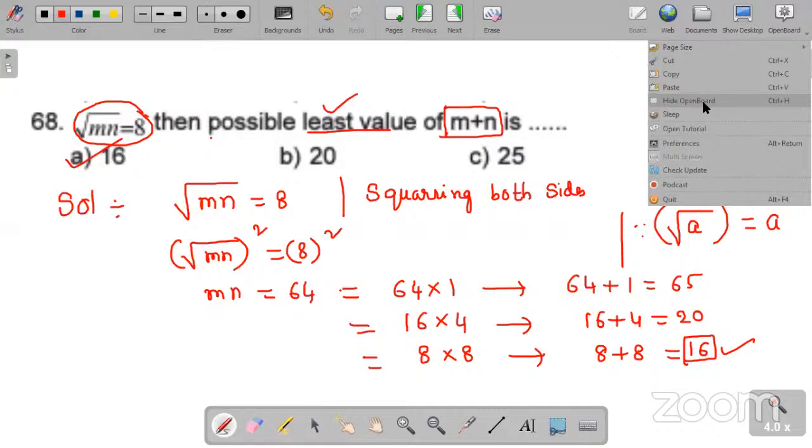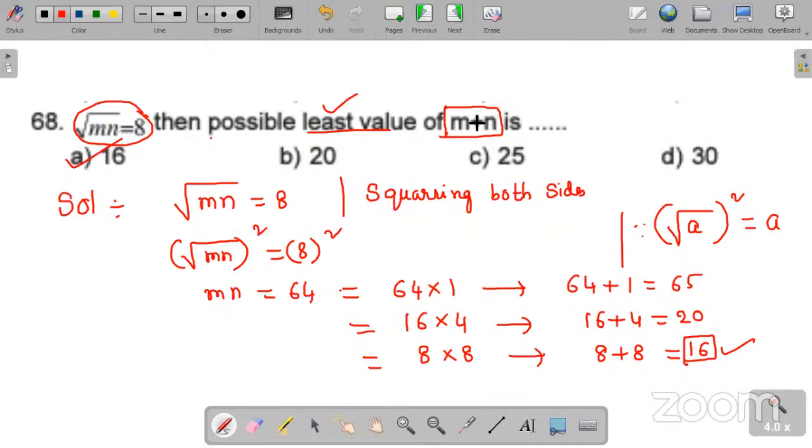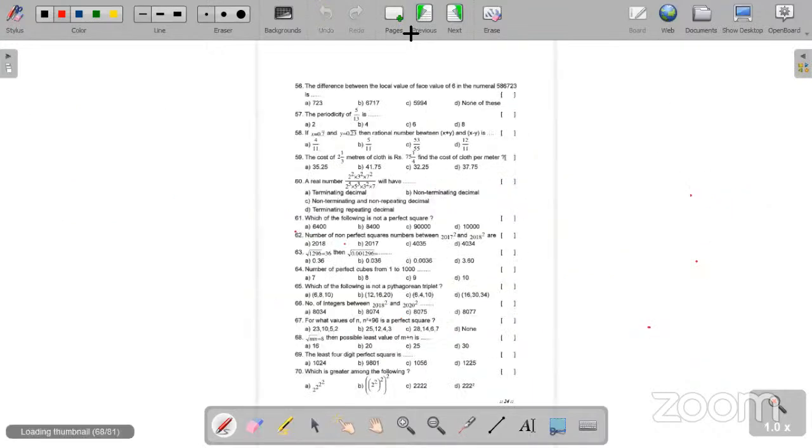I hope it's very clear to you. Clear? Yes or no? Okay, okay, okay. Let us move to next problem.